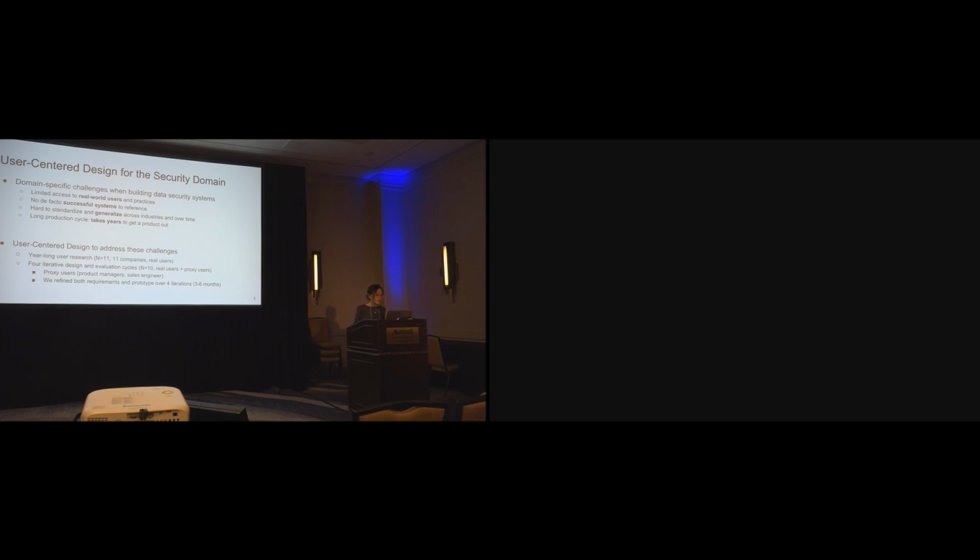So in this work, we adopt user-centered design to address these challenges. We started with a focused user research with 11 users from 11 companies. And because it is difficult to get real users, it took us 1 year to get their consent and schedule their interviews. After that, we built on the findings and conducted 4 iterative design and evaluation cycles with 10 participants. And here we used proxy users. They are product managers and sales engineers who have dealt with real-world users every day and observed their needs and requirements. So they can serve as a proxy in our iterative design process.